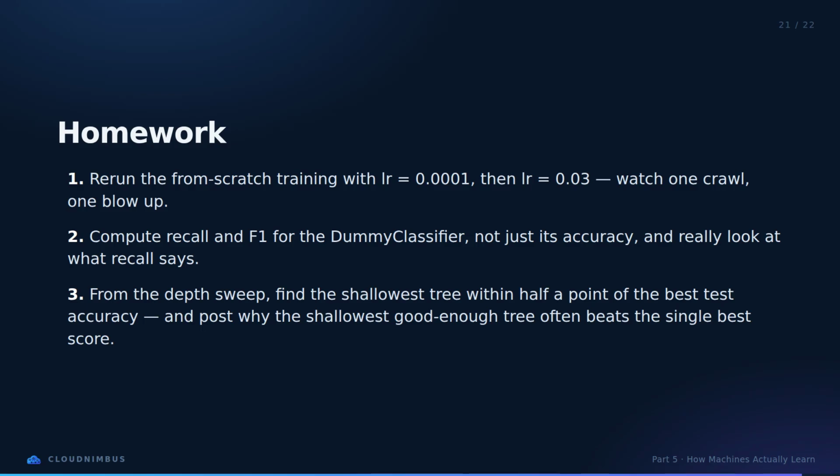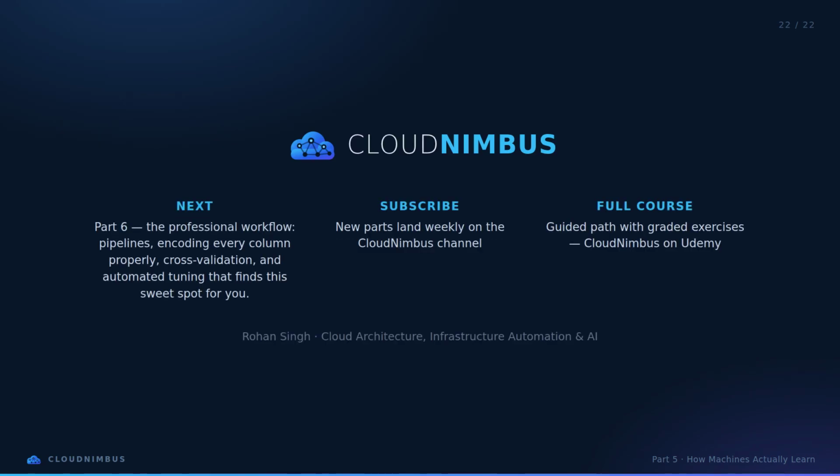Part 6 is the professional workflow, pipelines, encoding every column properly instead of just 4 numeric ones, cross-validation, and automated tuning that finds that sweet spot for you, so you never have to eyeball a chart like today's again.